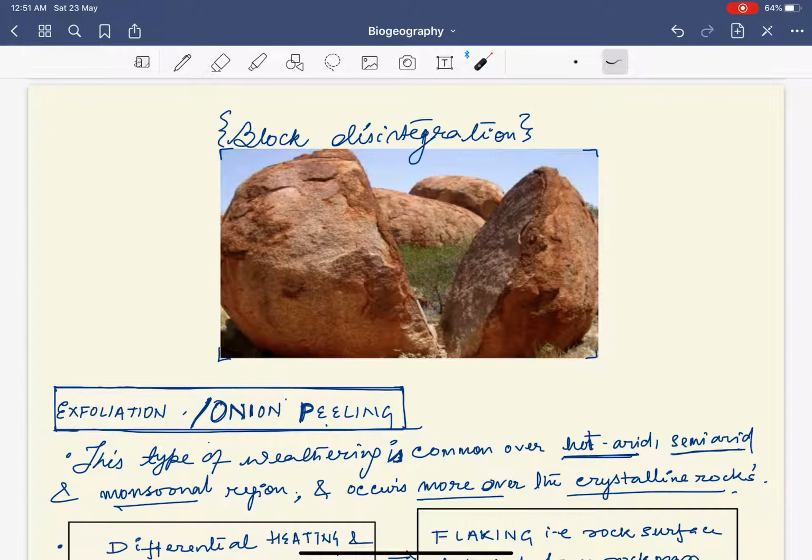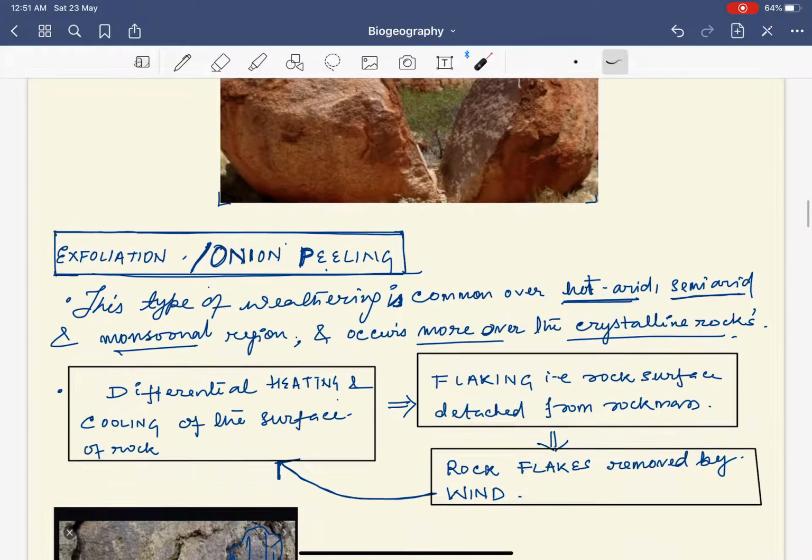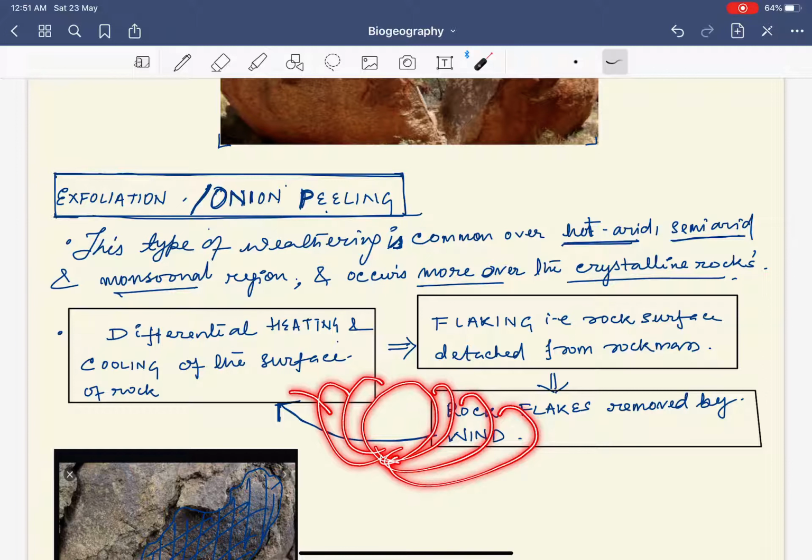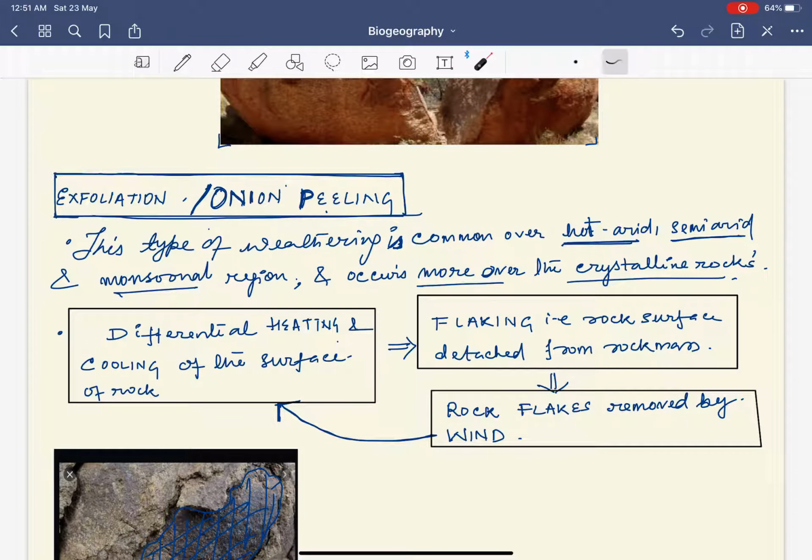This is the basic example of block disintegration. I have taken up the picture. See, this whole rock is separated, and the reasons that we had discussed are responsible for it. Next is exfoliation. Exfoliation, as I have already mentioned, is none other than onion peeling. When you peel an onion, you see that there are many layers that cover it. A similar form of onion peeling is called exfoliation in the case of rocks. That is, they follow this onion peeling procedure while disintegrating.